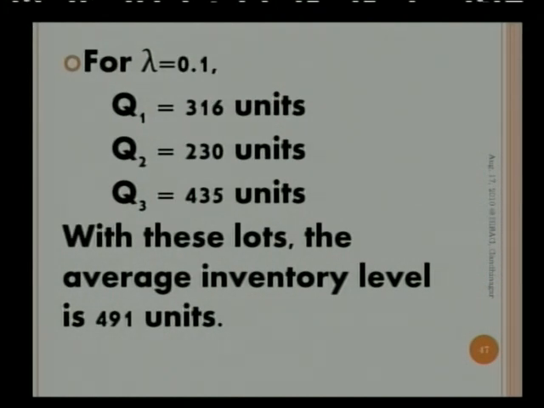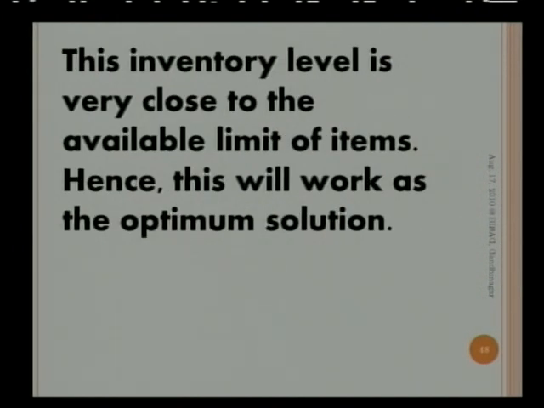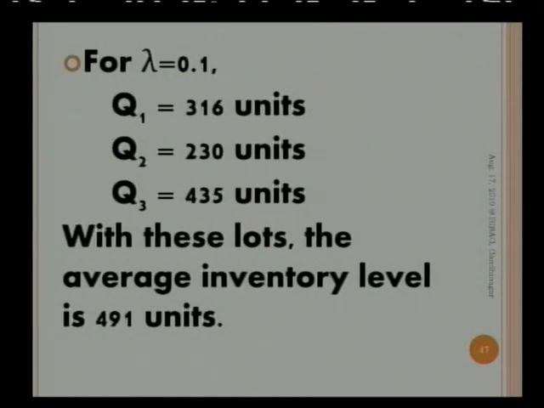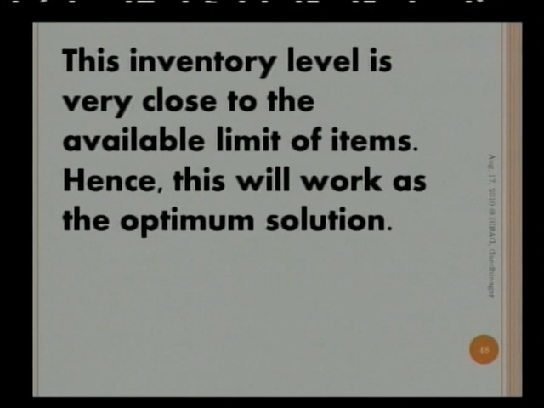So let's see for lambda equal to 0.1. Then we get Q1 equal to 316 units, Q2 equal to 230 units, and Q3 equal to 435 units. So on an average 491 units turns out to be the average inventory level. This inventory level is very close to the available limit, and hence this can work as an optimal solution. But one can try 0.11 also, or 0.12 also. You will come more and more near to the available capacity.